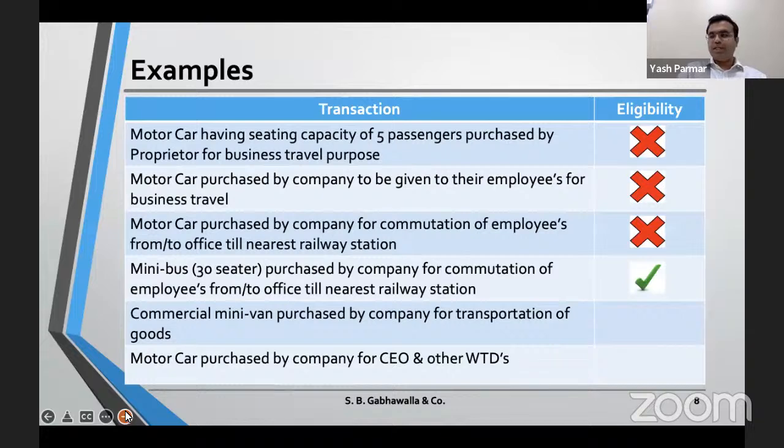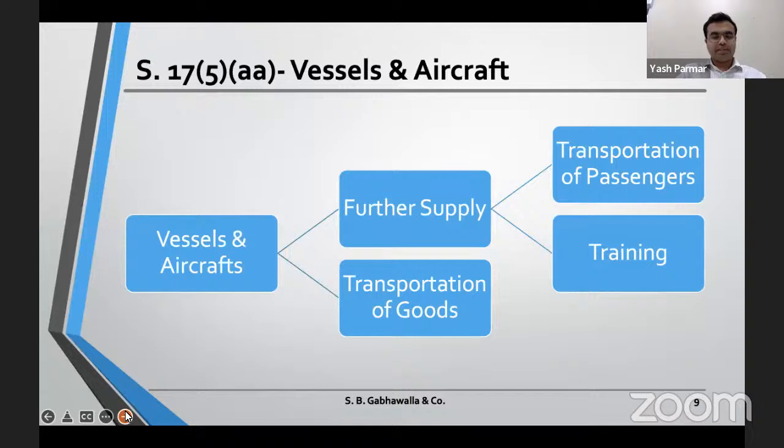Fifth example, commercial minivan purchased by company for transportation of goods. ITC will be very much allowed because as we saw that ITC is blocked only in relation to motor vehicles which are used for transportation of passengers. This being a motor vehicle for transportation of goods, ITC is not blocked. Last example, motor car purchased by company for CEOs and other full-time directors. Answer will be no, because it is not satisfying the two conditions which we have discussed. With this background, we will go to the next subclause.